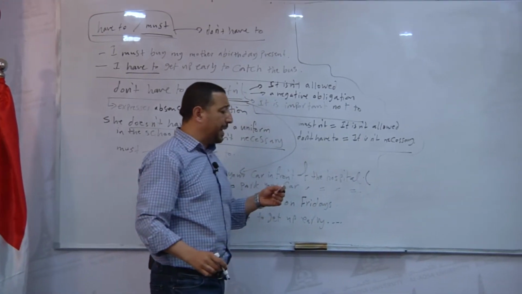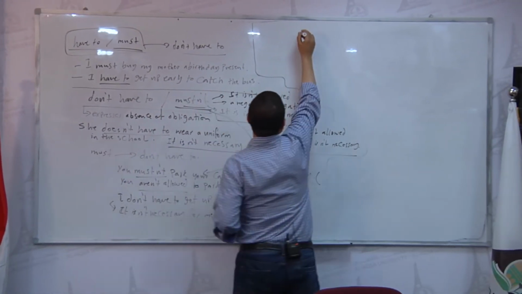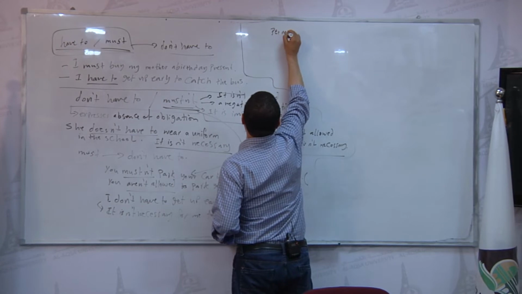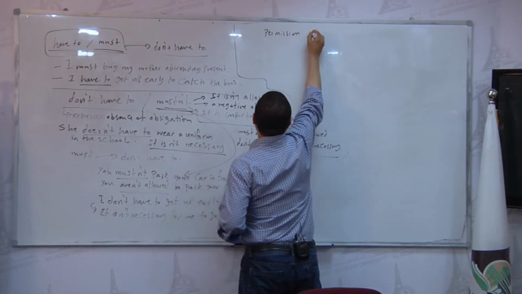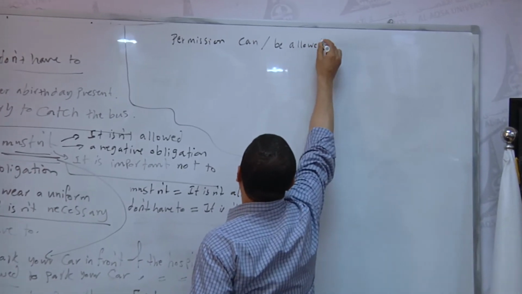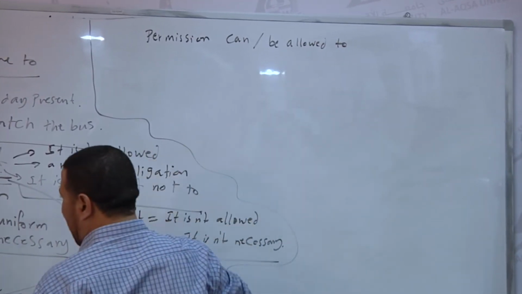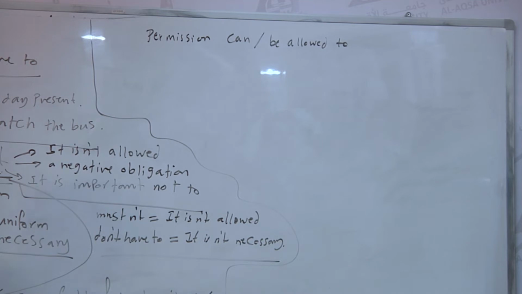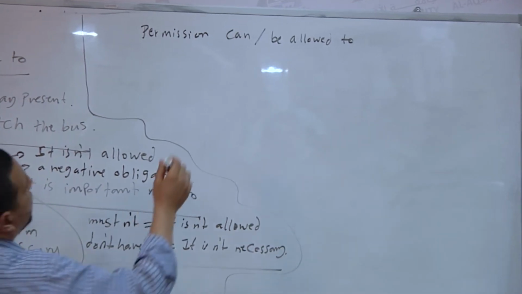Let's talk about can and be allowed to for permission. This is permission. Can and be allowed to, which is, I think, the opposite. You are allowed to, you are not allowed to. Okay, so this is permission.